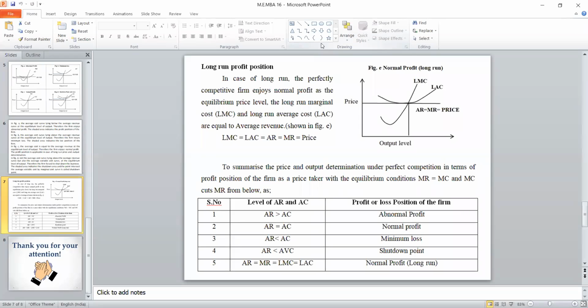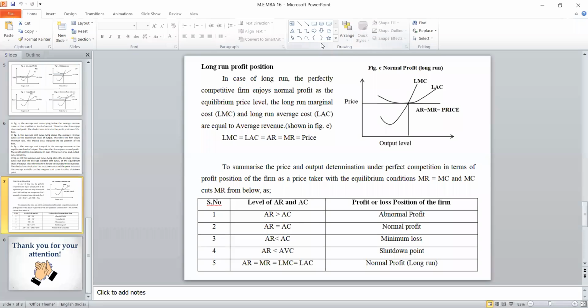There are 3 columns. The second column represents the level of AR and AC, and the profit position. Suppose AR is greater than AC, it is abnormal profit. Suppose AR equal to AC, then it is normal profit. When average revenue is less than average cost, minimum loss. When average revenue is less than not only AC but also the AVC, then it is called shutdown point. That area is the shutdown area. You can have a separate section A question for shutdown point. They frequently ask it. And these are the 4 positions for the short run.